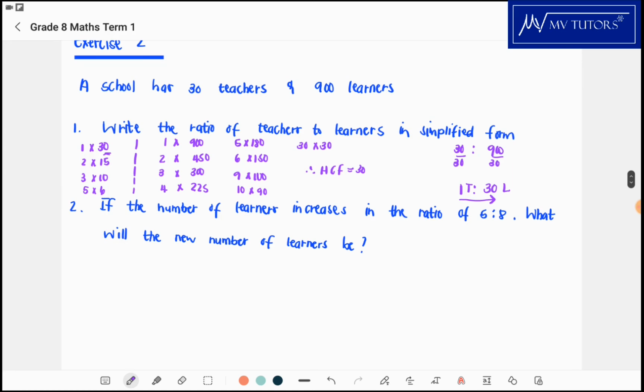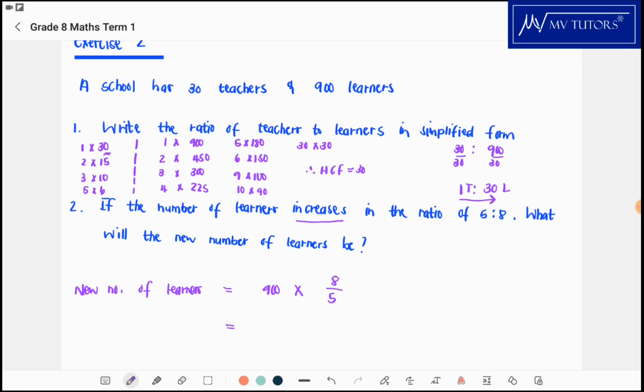Now it says, if the number of learners increases in the ratio of 5 to 8, key word here, increases, in the ratio 5 to 8, what will the new number of learners be? So we take the number of learners, which are 900. So the new number of learners will be equal to the 900 multiplied. Remember, if it increases, you have your fraction. The biggest number is on the numerator. Okay, so we have 900 times 8 over 5.